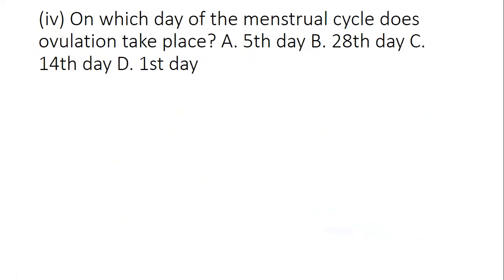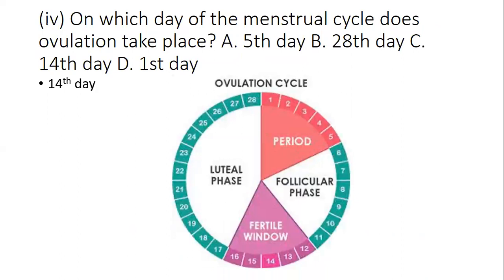On which day of the menstrual cycle does ovulation take place? Is it 5th day, 28th day, 14th day, or first day? The correct answer is the 14th day. You can see these phases. First is the menstrual phase, where menstruation will take place, then the follicular phase, where the follicle will develop, then the ovulatory phase, where the ovule will be released. This is the 14th day. And then the luteal phase, where the corpus luteum is formed. That's why it is called the luteal phase.